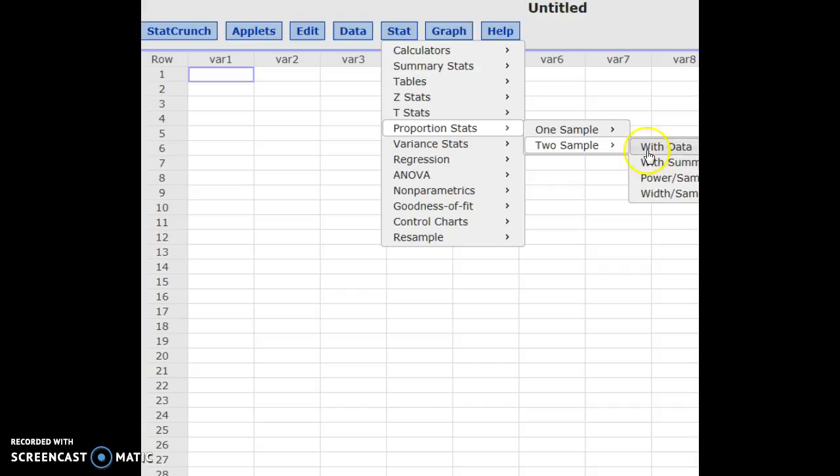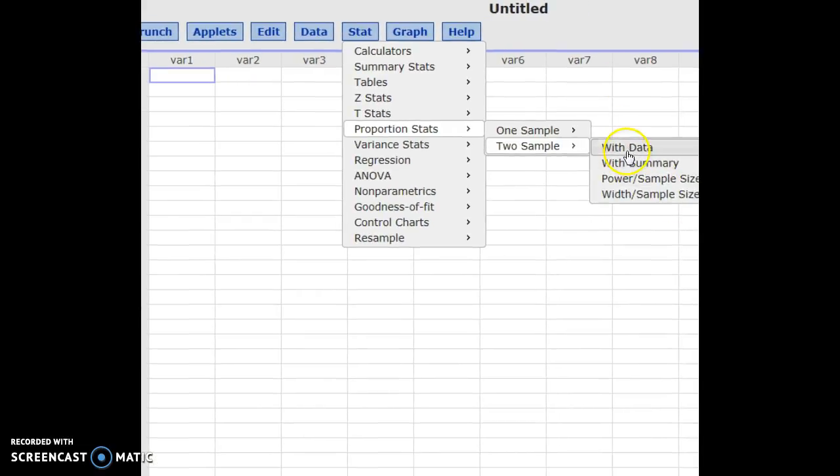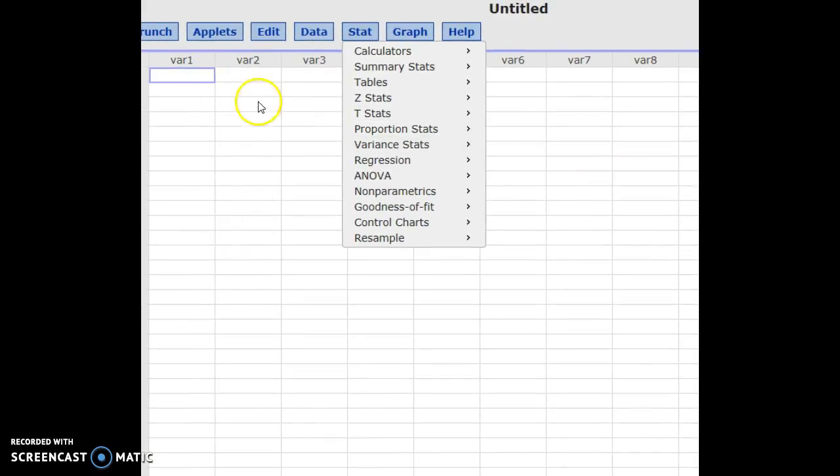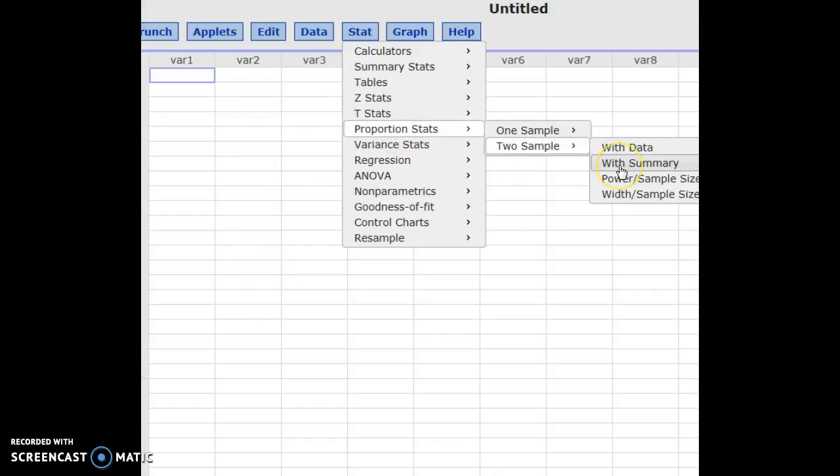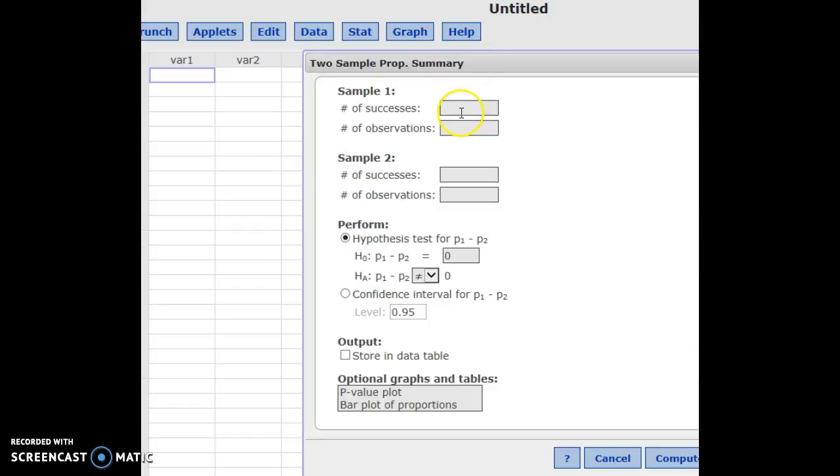Likely you'll have a summary of data, but if you have columns of data here in StatCrunch, you would use the data option. But often you'll have the summary data. So what that just means is how many successes did you observe in the sample? And I'm just making these numbers up. Let's say there was 1,000 people in your sample and 200 said yes to whatever you're sampling for. And in your second sample, maybe there was just 900 people and 180 of them said yes.